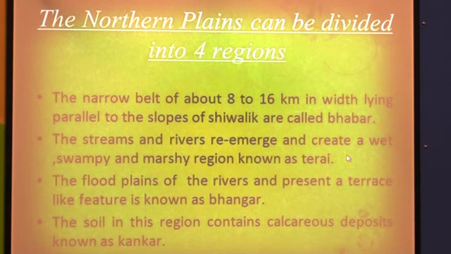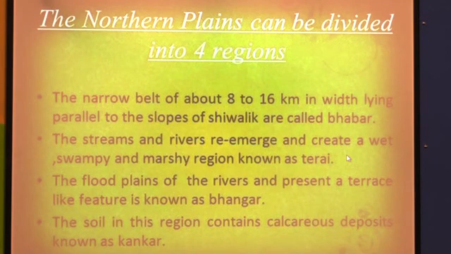So see students, the plain is divided into 4 regions, and we have learned the northern plain in 3 sections: Punjab plain, Ganga plain and Brahmaputra plain. When we discuss these 3 areas of the northern plain, the largest part of the northern plain is formed by old alluvial soil, and it lies above the floodplain of the river and presents a terrace-like feature.